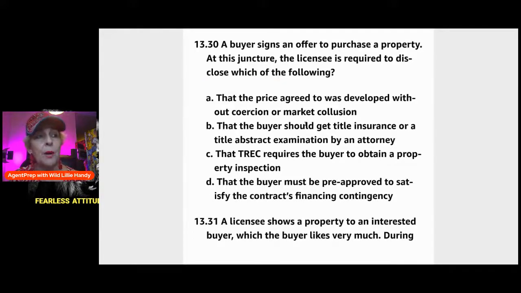Okay, so the buyer signs an offer, and at this juncture, the licensee is required to disclose which of the following: that the buyer should get title insurance or a title abstract examination by an attorney. Now, the title insurance was probably recommended prior to signing the offer. However, if they didn't, they would have to do an amendment, okay, to ask for title insurance and present it to the seller and determine who's going to pay for it.